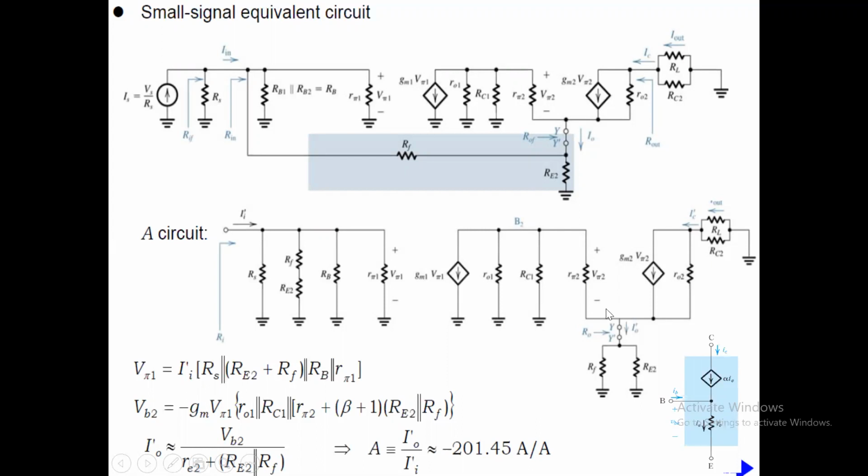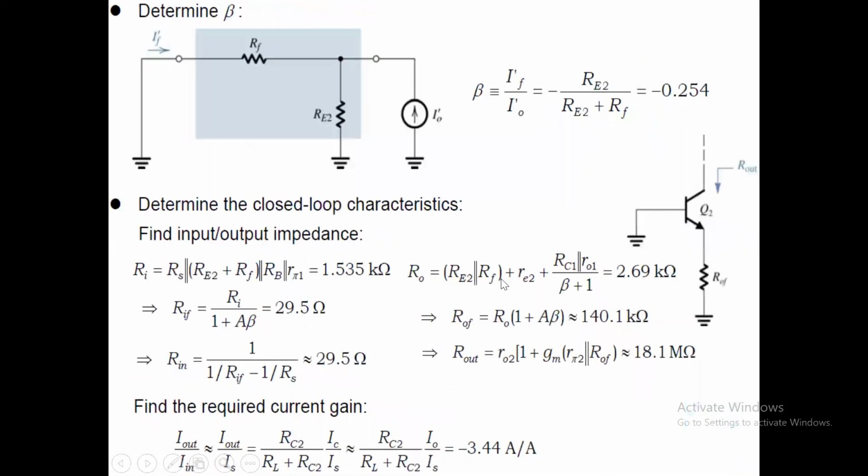RC1, you can consider this as an open over here, RC1 in parallel with RO1, these two together, because we are totally replacing this by this. So RC1 in parallel with RO1, but this is on to the base side. We want it on to the emitter side. So therefore, this quantity has to be divided by beta plus 1. And that is what we have here.